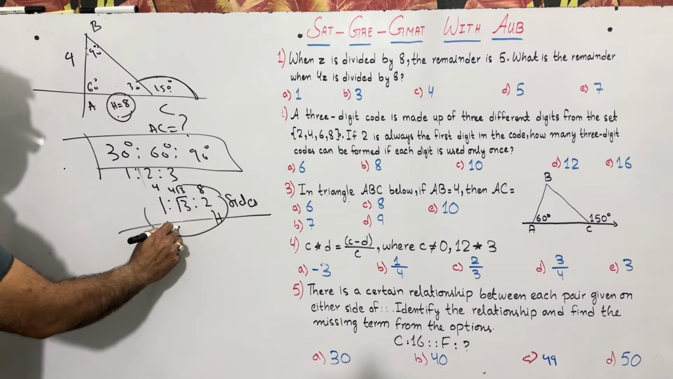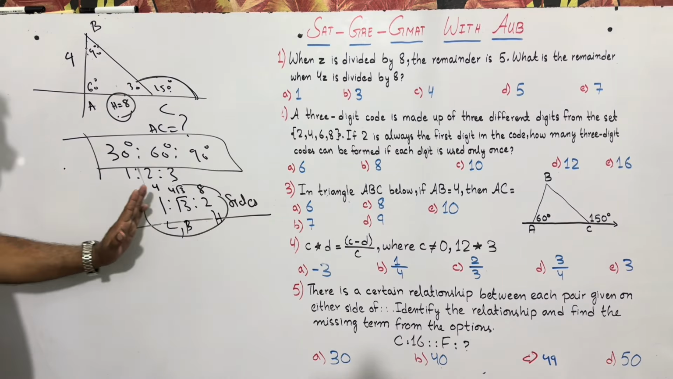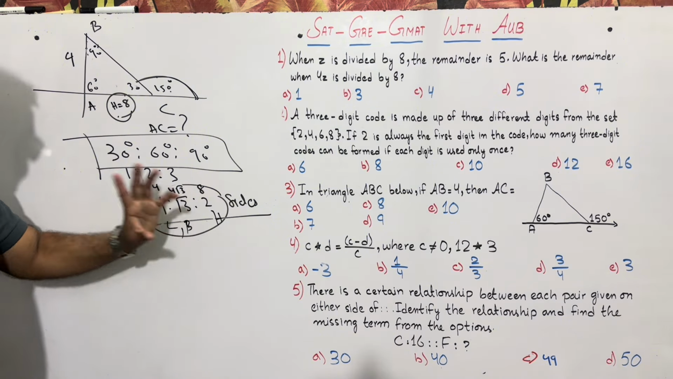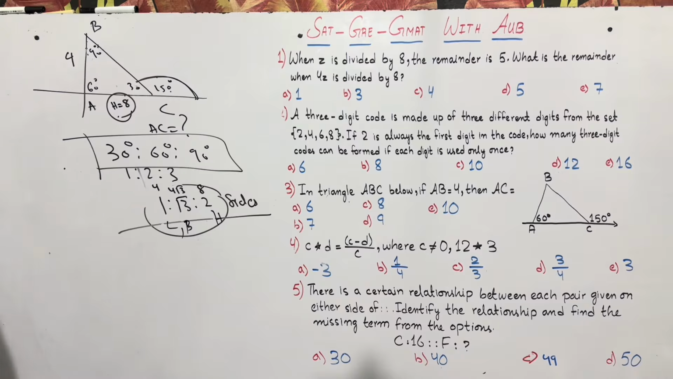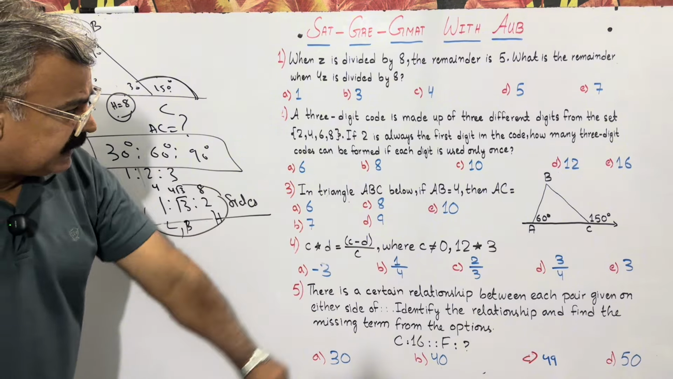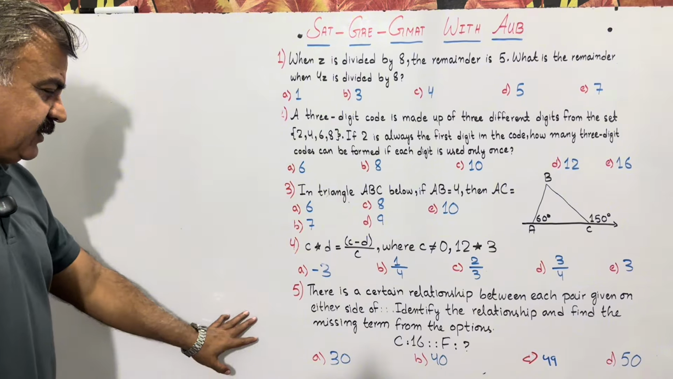You can say these are the legs, maybe base and perpendicular, whatever the case. It is 4, just multiply them: 4 times root 3, 4 to the 8. So AC measures 8 units. Moving towards the next question.